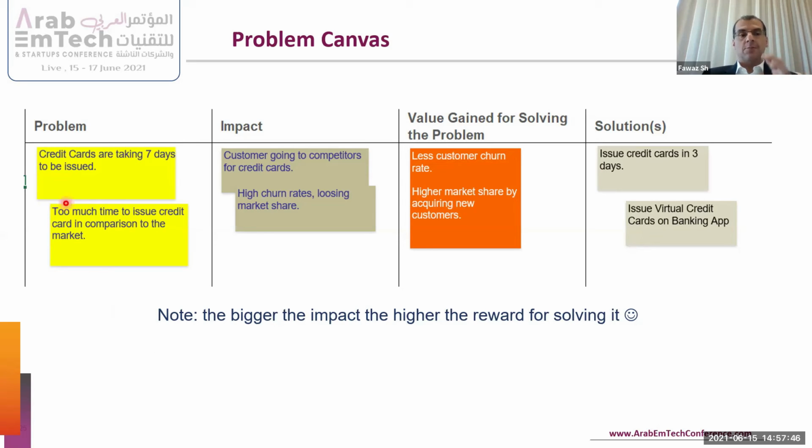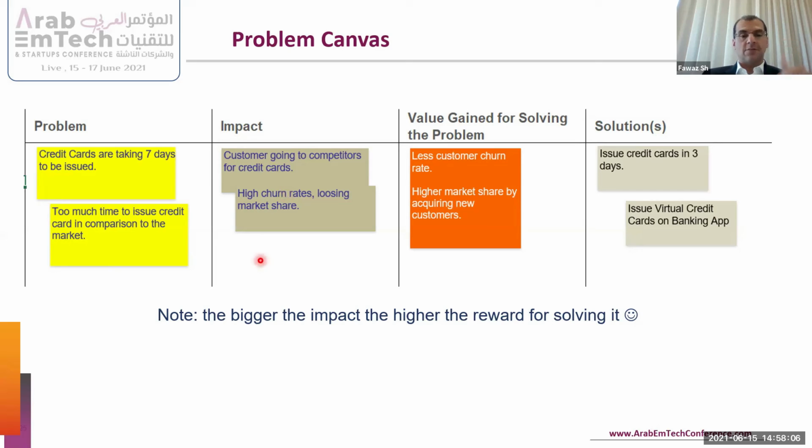The easiest way to start, you put a list of all the problems, say 5, 6, 7 different problems, and then you start going to the impact of this problem, and you fill out the columns for each problem separately. And then you prioritize the biggest problem. The bigger the impact of the problem is, the higher the reward that you'll gain for solving that specific problem. And that's why you want to be able to prioritize.